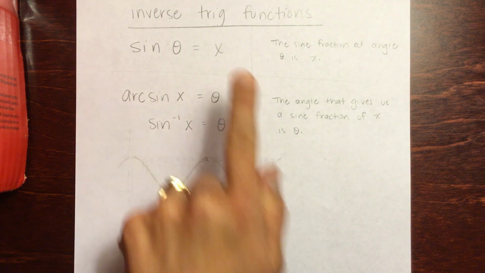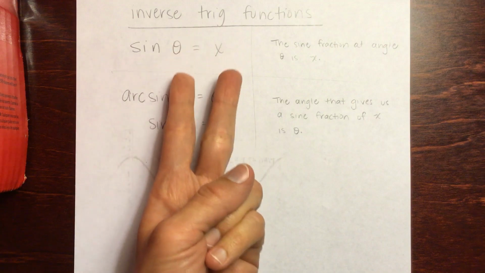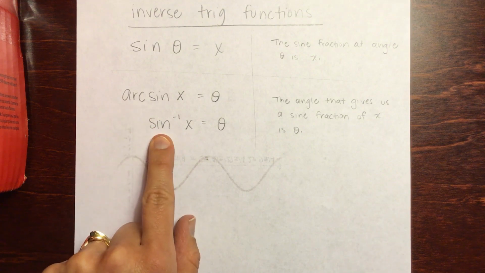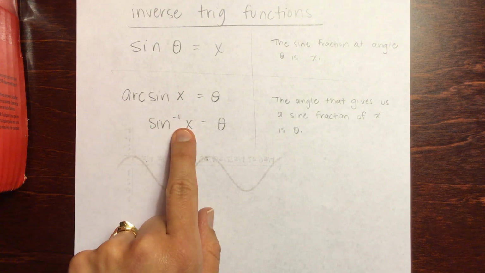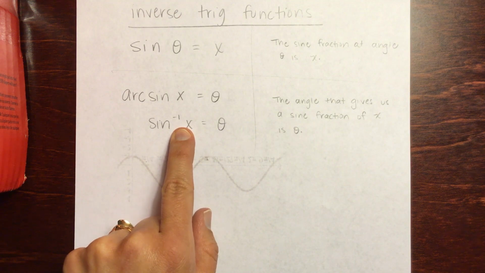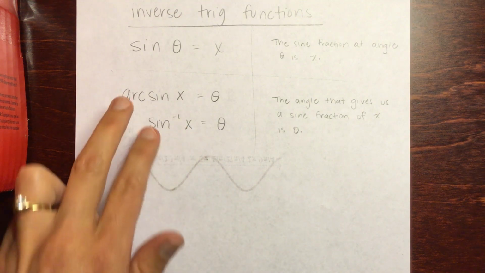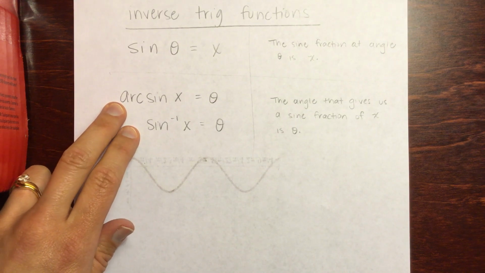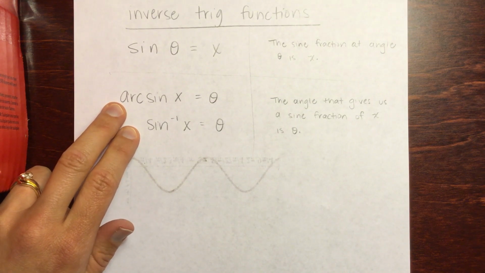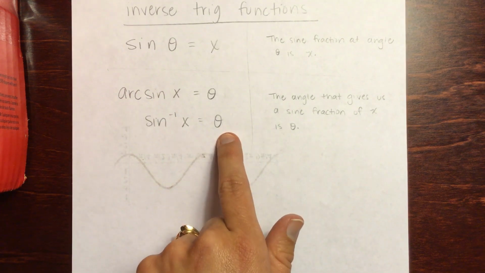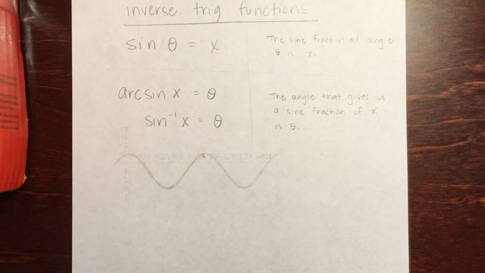If we want to use the inverse, we'll flip these two values, and you can either use the notation arc sine, arc cosine, and arc tangent, or you can use sine, cosine, and tangent with this little -1. Kind of looks like an exponent, but that's the inverse notation. And what that means is this notation is asking you for the angle that gives us a sine fraction of x is theta. So I'm giving you the sine fraction, you have to give me the angle.